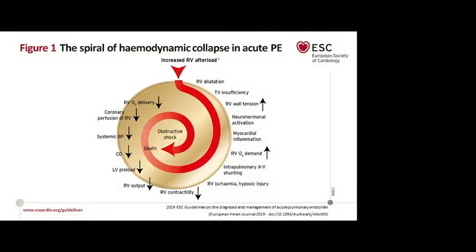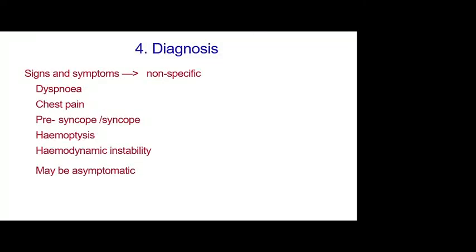This diagram shows the vicious cycle of right ventricular failure leading to right ventricular enlargement and reduction of output, leading to reduction of left ventricular filling pressure, and then reduction of coronary flow. Then, as a vicious cycle, it will affect the right ventricle further with ischemia.